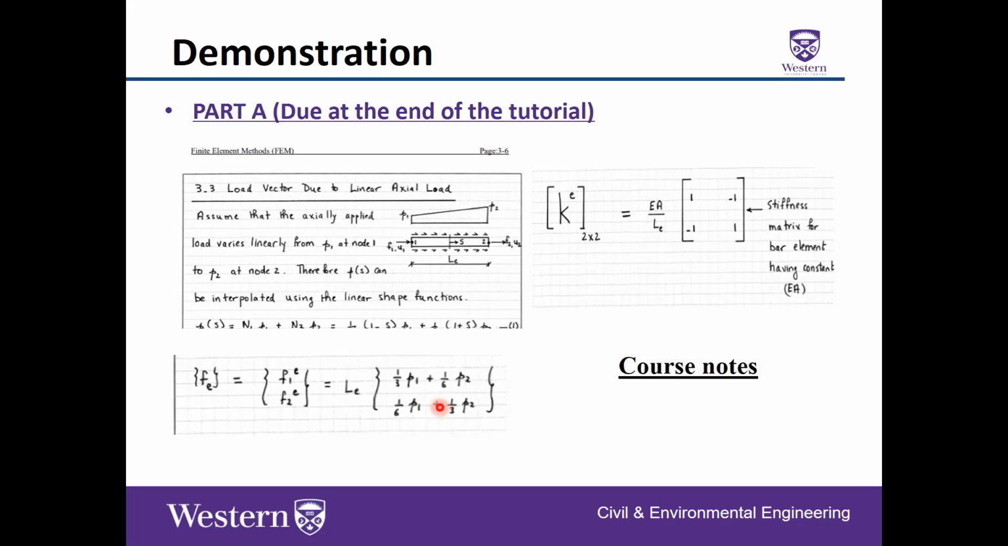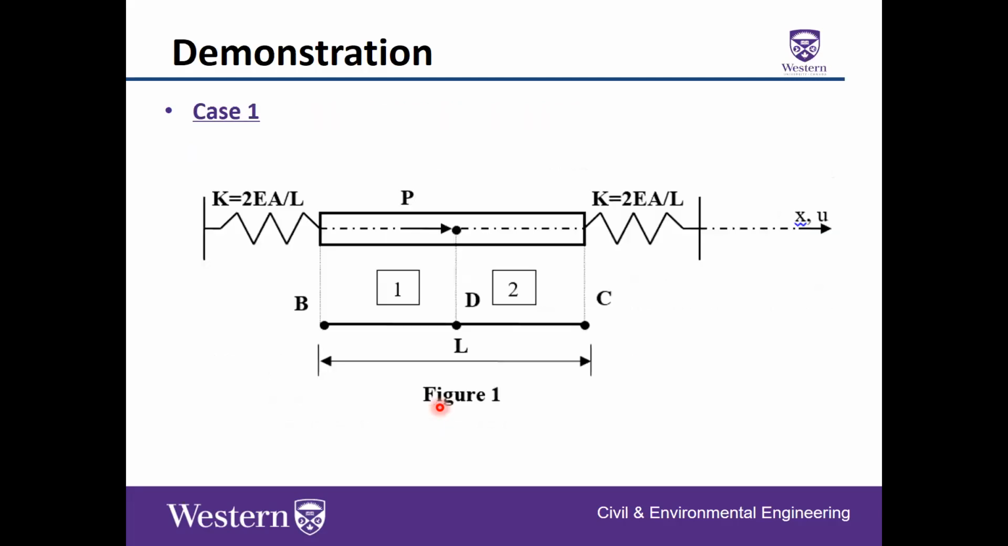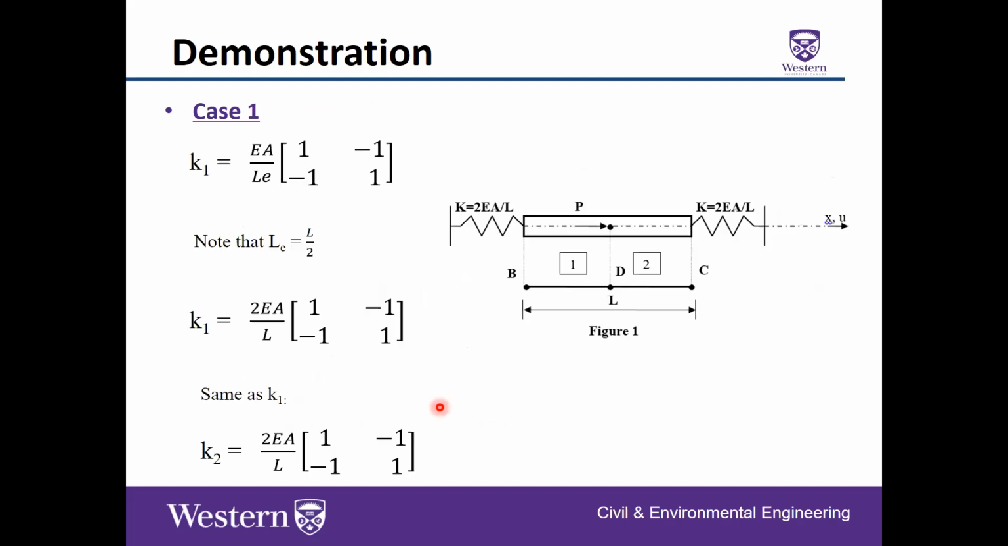So that's the basic, that's what you start with, and then using that, you'll be able to solve the problems afterward. So let's focus on the first case that we have, in which we have only one concentrated load P in the joint that is in the middle.